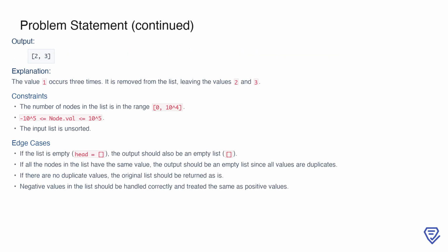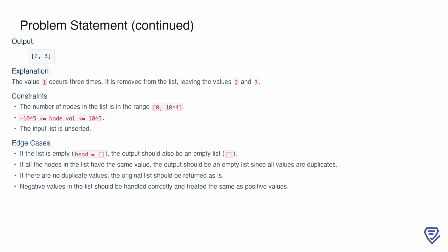Finally, let's examine the constraints and edge cases for the problem. The number of nodes in the linked list can range from 0 to 10⁴, and each node's value can range from -10⁵ to 10⁵. This means we need a solution that works efficiently for very large lists. Additionally, the list is unsorted, so we cannot rely on the elements being in any specific order.